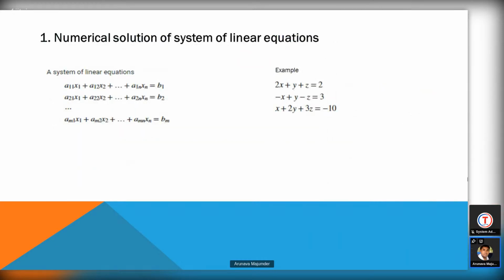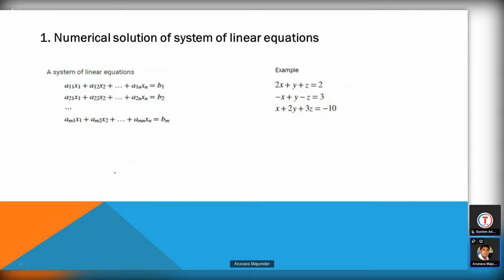Now I'm going to start with the numerical solutions of systems of linear equations. Generally, in engineering mathematics in the first year, students start with linear algebra, which is mainly defined with matrix equations and matrix determinants. A matrix is nothing but a system of linear equations. Nonlinear equations are also there, but today I'm talking only about linear equations.